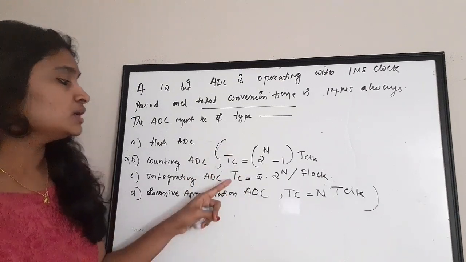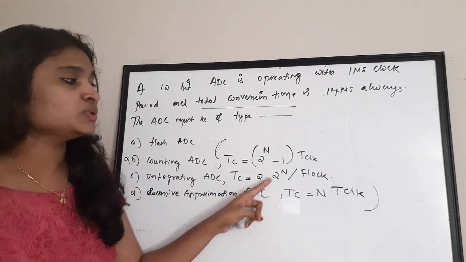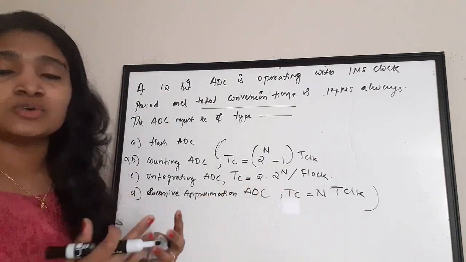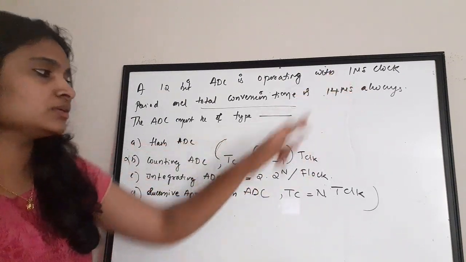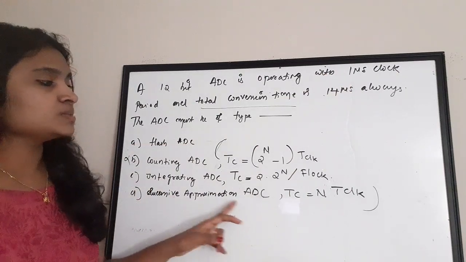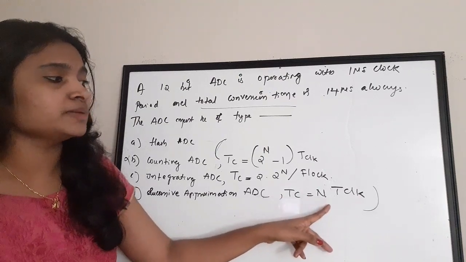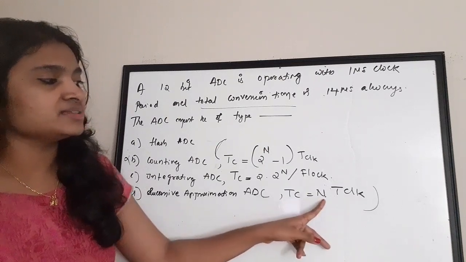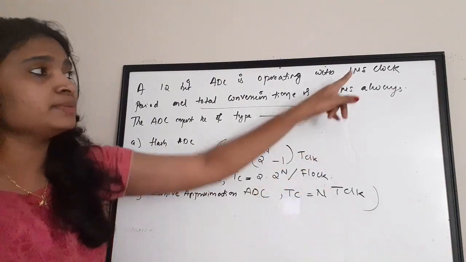Please note this down. For an integrating type of ADC, conversion time is equal to 2 into 2 raised to n by f clock, that is, the frequency of operation, or into the time period of the clock. Then for the next option, which is successive approximation ADC, the conversion time TC is equal to n times T clock. Okay, so TC is the total conversion time, n is the number of bits, into T clock is the time period of the clock.